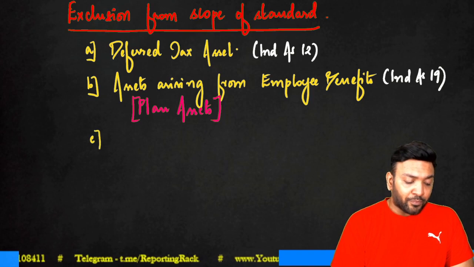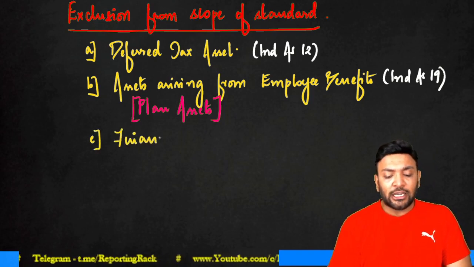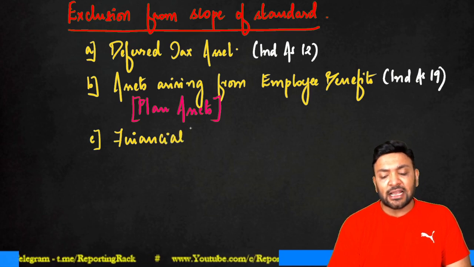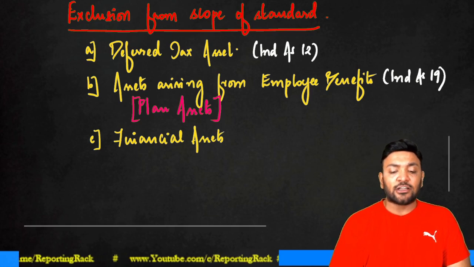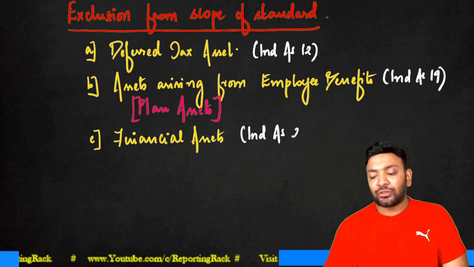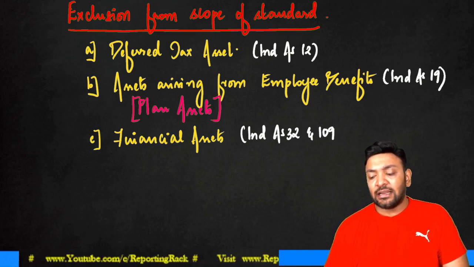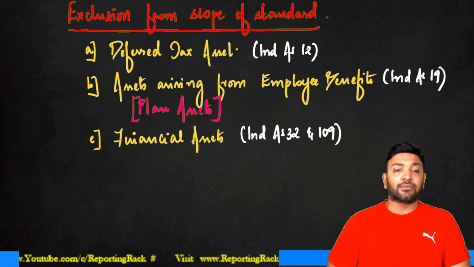Part C, financial assets. Plenty of financial assets can be non-current, guys. They are not considered as a part of Ind AS 105. They are covered under Ind AS 109 and 32. 32 talks about the definition. 109 talks about measurement, recognition and presentation.